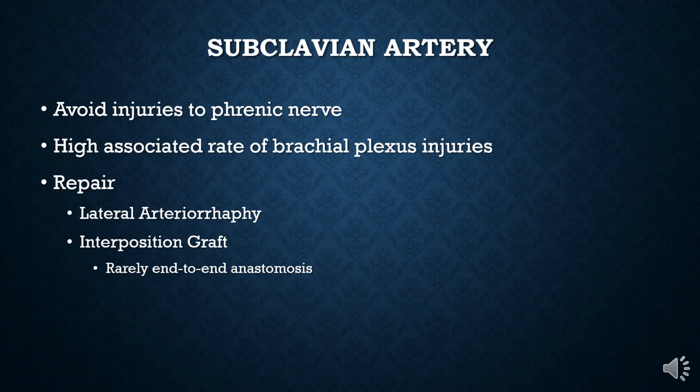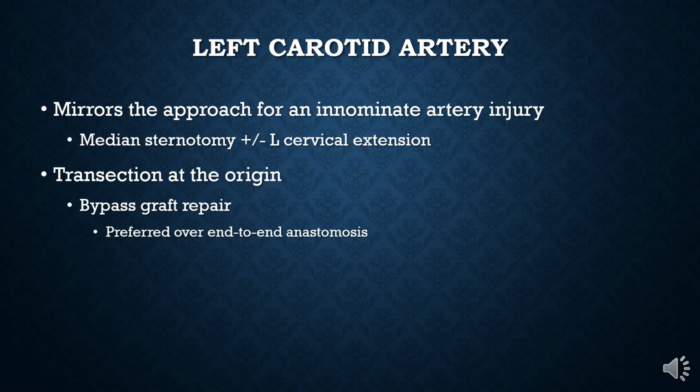Avoid injuries to the phrenic nerve. There is a high associated rate of brachial plexus injuries. Repair is done by lateral arteriography, interposition graft, rarely end-to-end anastomosis. Left carotid artery mirrors the approach of the innominate artery injury: median sternotomy plus or minus left cervical extension, transection of the origin, and bypass graft repair, preferred over end-to-end anastomosis.